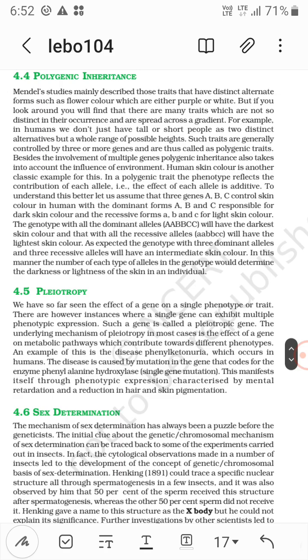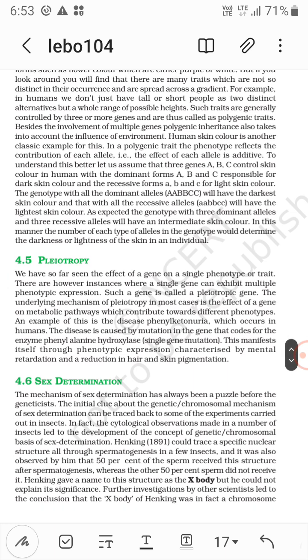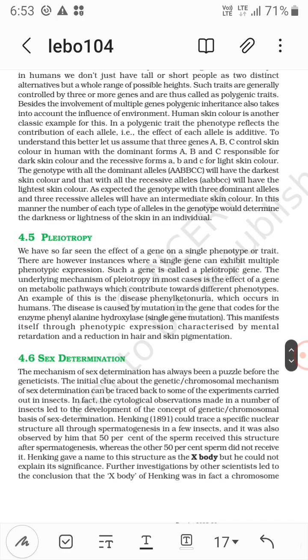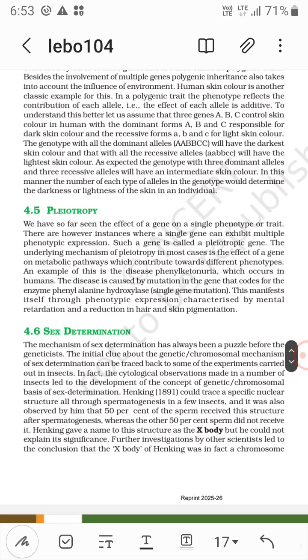To understand this better, let us assume that three genes A, B, and C control skin color in humans, with dominant forms capital A, capital B, and capital C responsible for dark skin color, and the recessive forms small a, small b, small c for light skin color. The genotype with all dominant alleles, AABBCC, will have the darkest skin color, and that with all recessive alleles, aabbcc, will have the lightest skin color. As expected, the genotype with three dominant alleles and three recessive alleles will have an intermediate skin color.